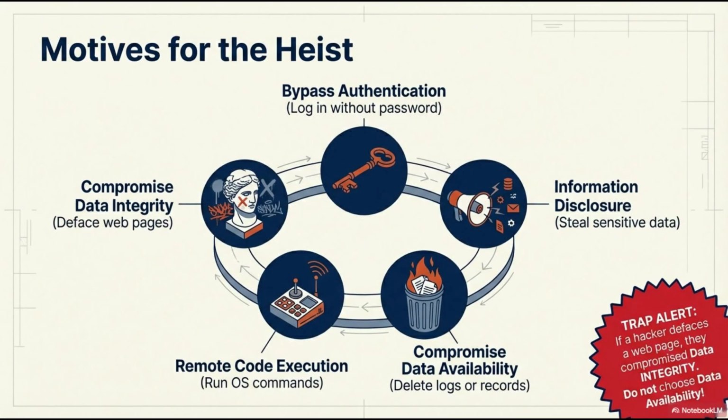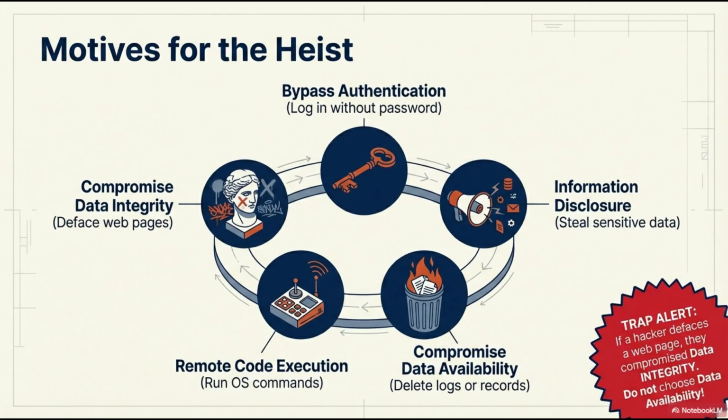There is a massive exam trap here regarding the CIA triad: confidentiality, integrity, and availability. Yes, examiners routinely test whether you can distinguish between an attack on availability versus integrity. If a hacker alters a database to change product prices or defaces a web page by inserting their own content, they have compromised data integrity. It's highly common for students to incorrectly choose data availability in those scenarios. Availability refers to destroying or blocking access to the data, like ransomware or a deletion command. Integrity refers to unauthorized modifications that change the truthfulness of the data.